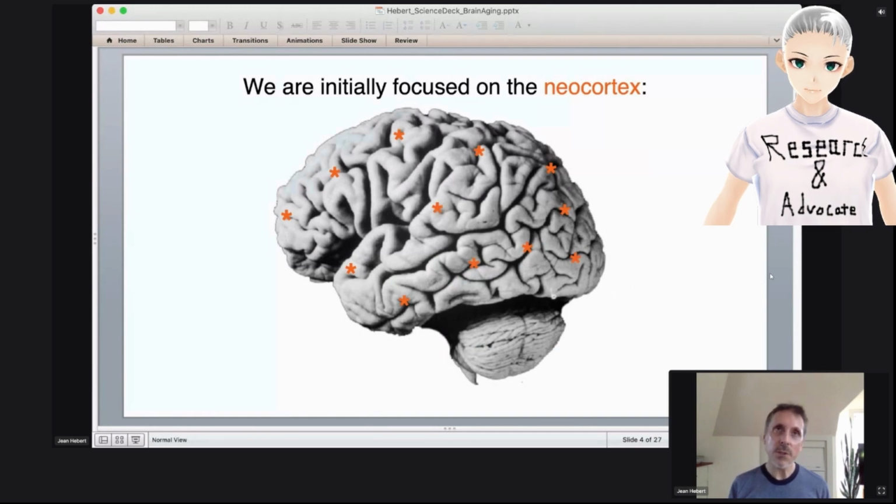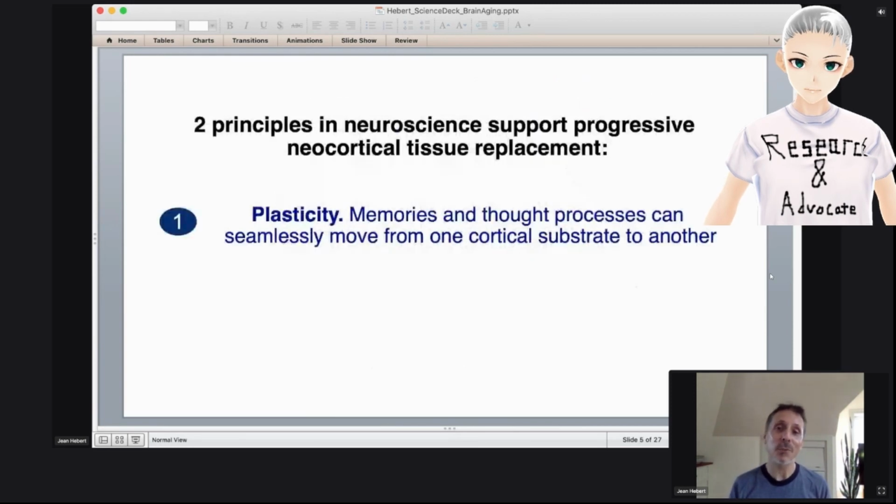We're focused initially on the neocortex, which is the outer part of the brain. It's the biggest part. It's arguably the most important. It encodes our long-term memories, cognition, highest cognitive functions, consciousness. So if we can't fix that, then what's the purpose of working on anything else, really? So the two principles that support that progressive neocortical tissue replacement is possible are, one, plasticity.